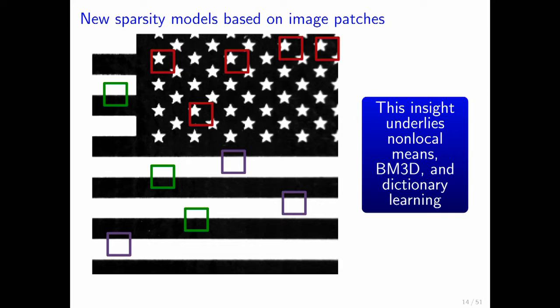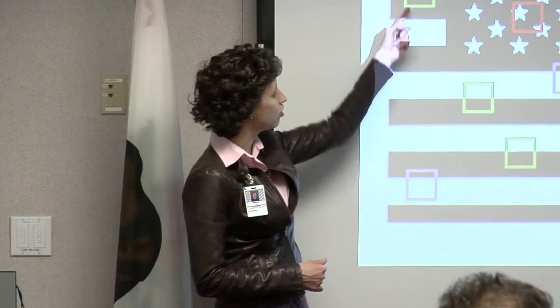And one model of image structure is based on patches. So a patch is just a collection of contiguous pixels in the image. And if you were to look at the patches of, say, this image, you could notice that these green patches are all more or less the same. The purple patches are more or less the same. The red patches are more or less the same. And so there's a large amount of redundancy in this image.